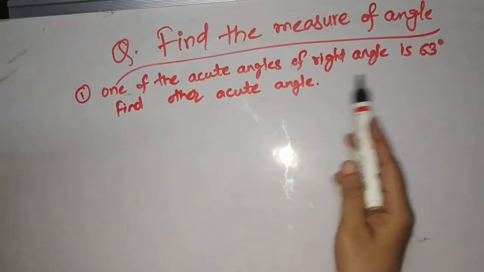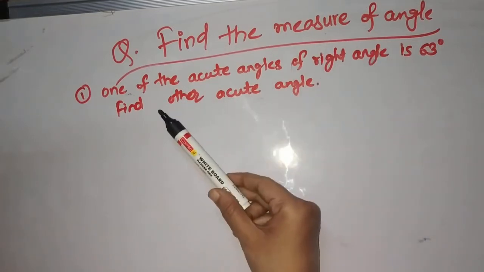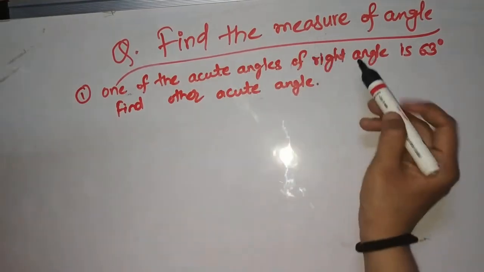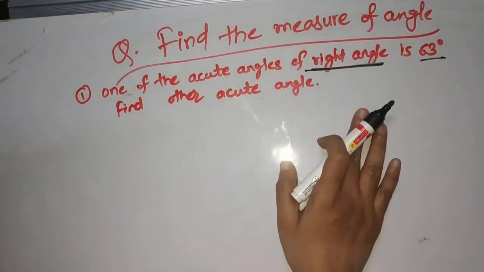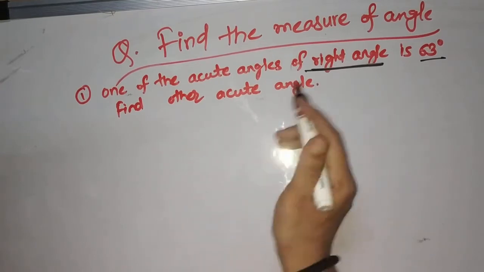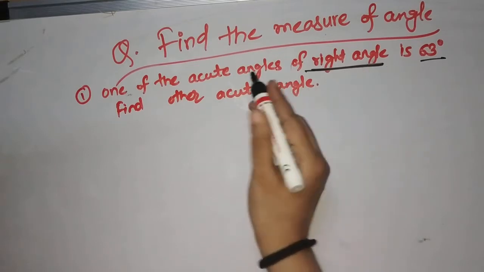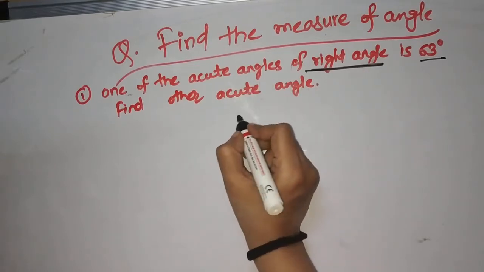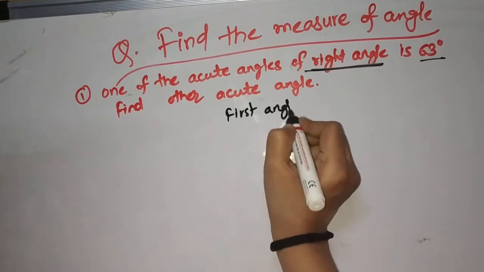So friends, now we are given the word problems regarding find the measure of angle. Here the first question is: one of the acute angles of a right angle triangle is 63 degree. Find the other acute angle. So friends, in this question some hints are already provided to us, as it is given that the triangle is right angled. So we have to consider that the first angle is 90 degree.